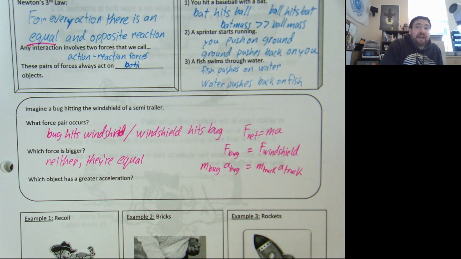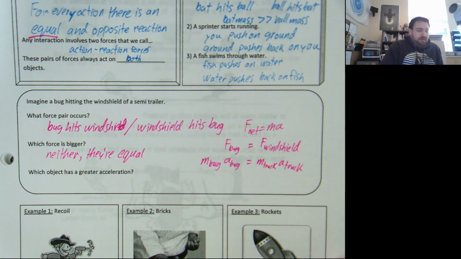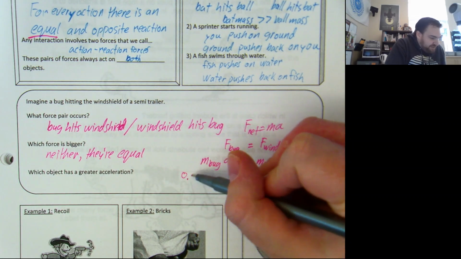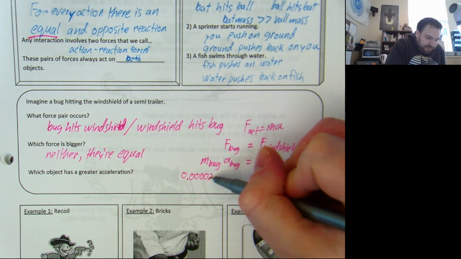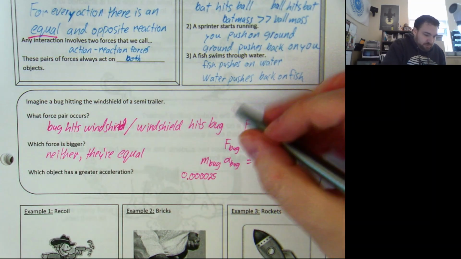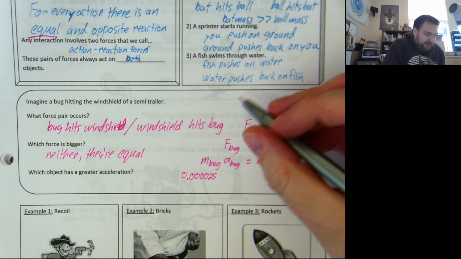Now the mass of a bug, I googled just a generic bug. We're going to put a value in here of 0.000025 kilograms. Just to put that into perspective, that's 0.25 grams. Very small insect, perhaps a mosquito. Because if you're going to kill a bug, it may as well be a mosquito.